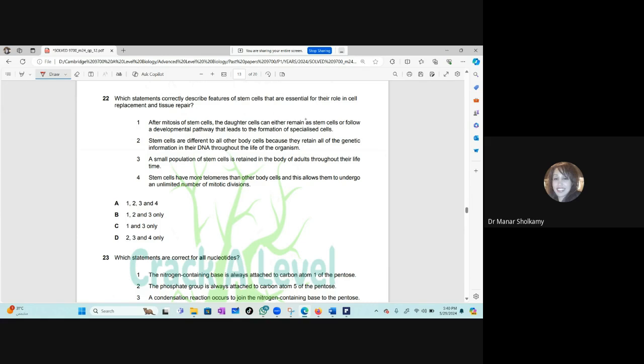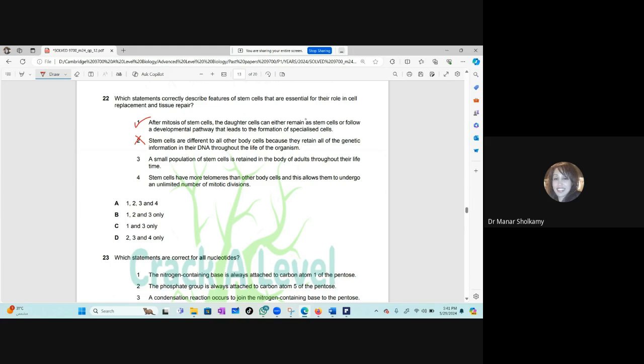One: after mitosis of stem cells, the daughter cells can either remain a stem cell or follow a developmental pathway that leads to the formation of specialized cells. Is one right or wrong? Right. It's very right. One is definitely right. Two: stem cells are different to all other body cells because they retain all of the genetic information in their DNA throughout the life of the organism. Is two right or wrong? Wrong. All body cells retain all the DNA actually, but some genes are expressed and some are not.